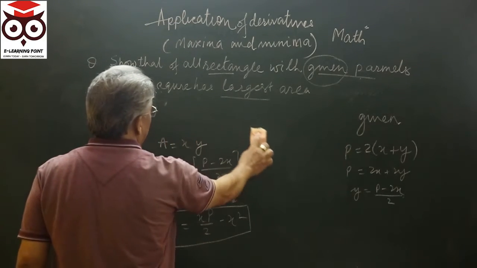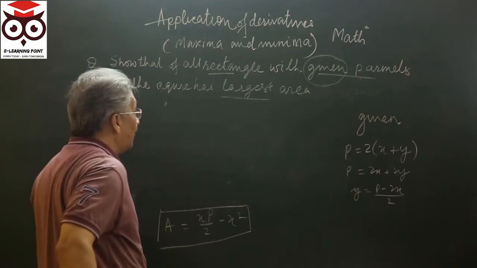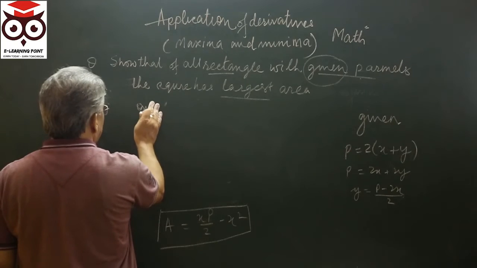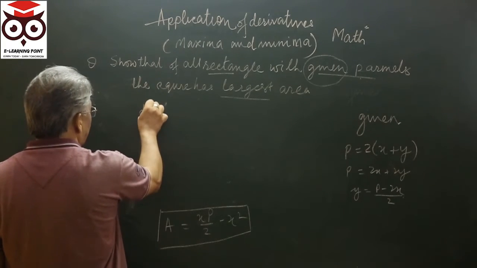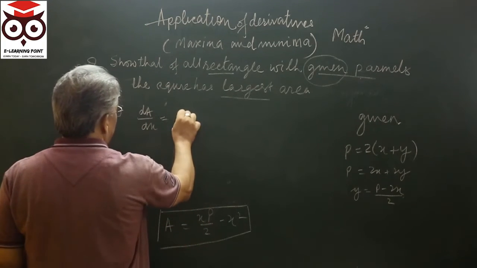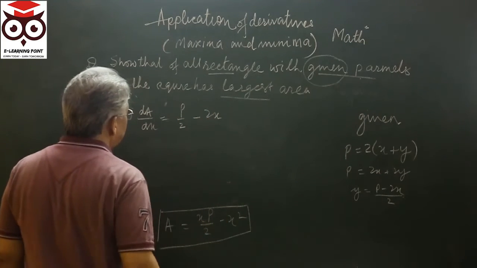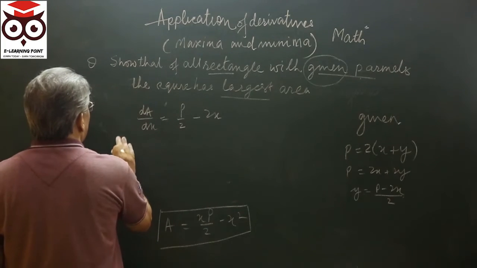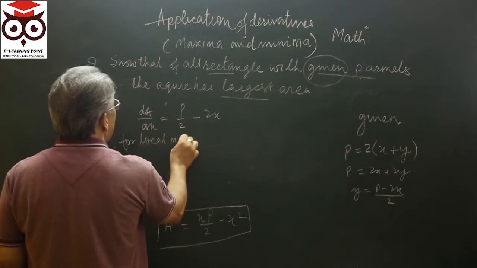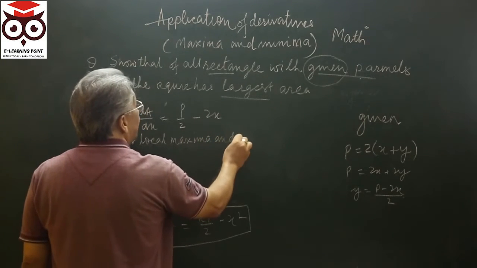So how will I do it? I will differentiate it. इसको focus करिए on taking differentiation. So I will write down dA by dx, which is p by 2, and here is minus 2x. फिर लिखिए for local maxima and minima.